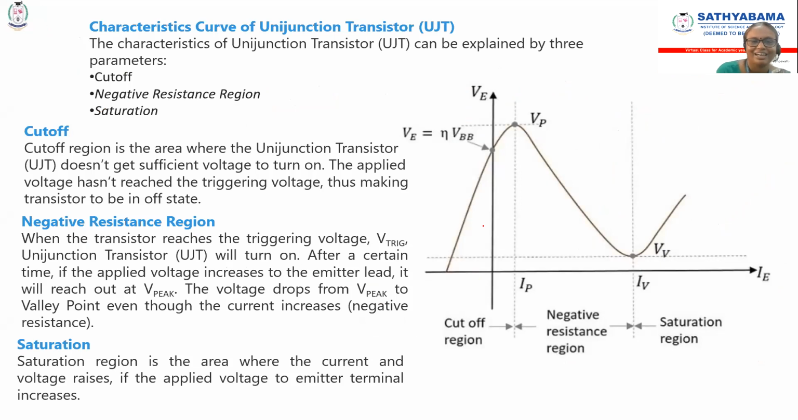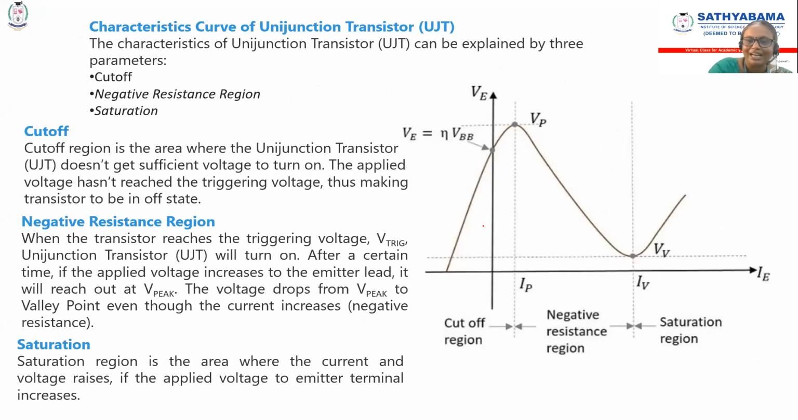So that's why they have the characteristics of the UJT. It has three regions. In the cutoff region, my UJT will still be off. Once I have reached the negative resistance region, my UJT will be turned on. In that turned-on region, if I still apply the emitter voltage, what happens? My emitter voltage drops to the valley voltage.